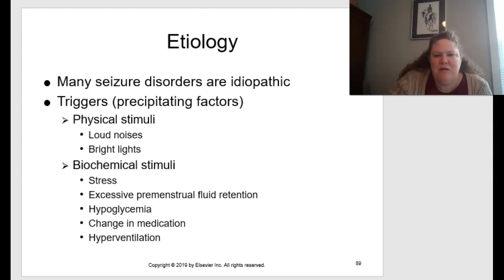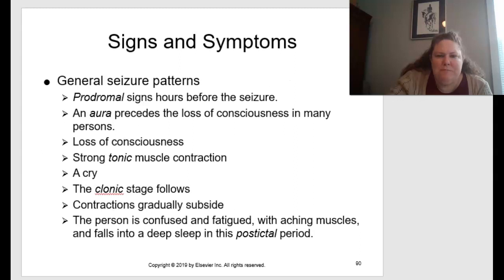Okay, so these are precipitating factors. They could have physical stimuli such as loud noises or bright lights. So like concerts that have strobe lights, or you're standing next to a speaker. Sometimes movies have strobes. Sometimes fireworks have strobes, right? Also, biochemical stimuli such as stress, excessive premenstrual fluid retention, hypoglycemia, so low blood sugars, change in medication, and also hyperventilation, so breathing, hyperventilating, right?